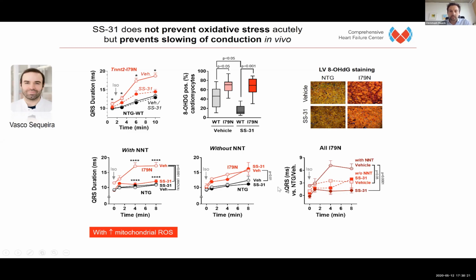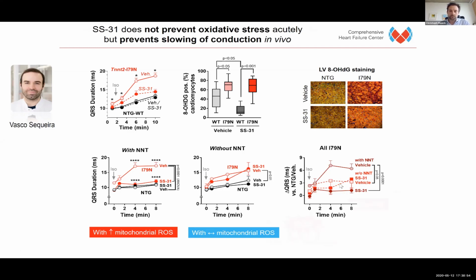And the second observation is that the compound SS31 very efficiently and nearly completely blunted this broadening only in those mice which have an intact transhydrogenase, whereas it had no effect at all in those without the NNT. And this is a similar result as we observed in the TAC experiments before, that apparently SS31 unfolds its protection in conditions where you have increased mitochondrial ROS.